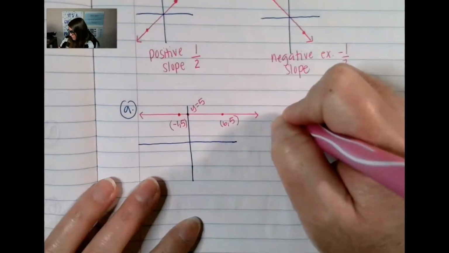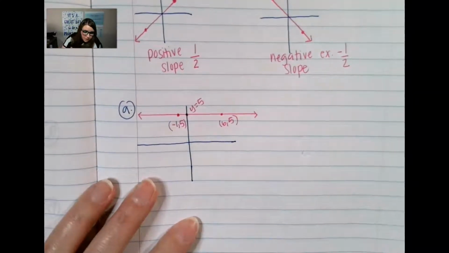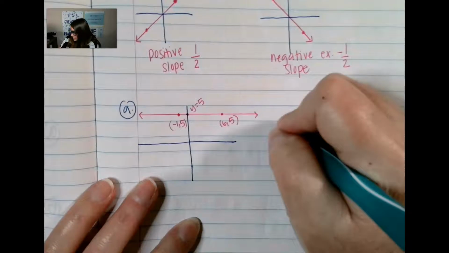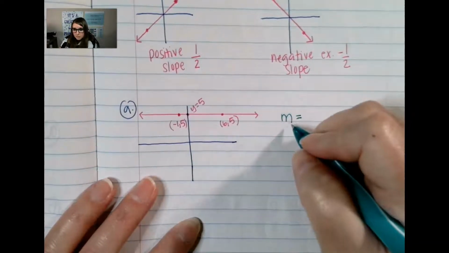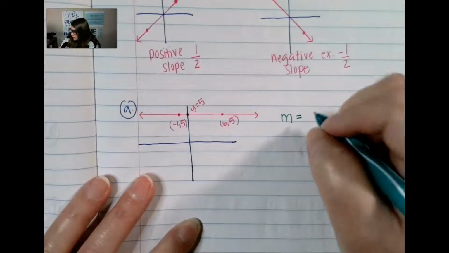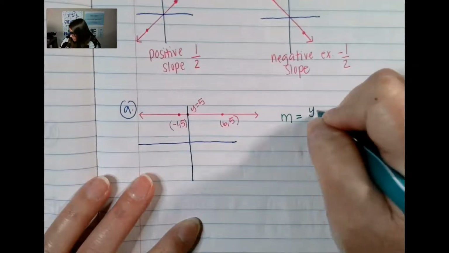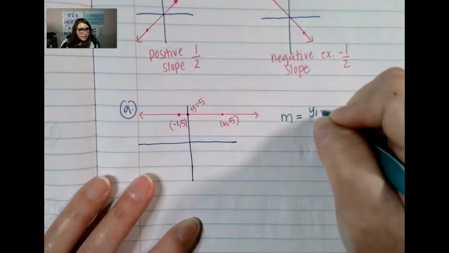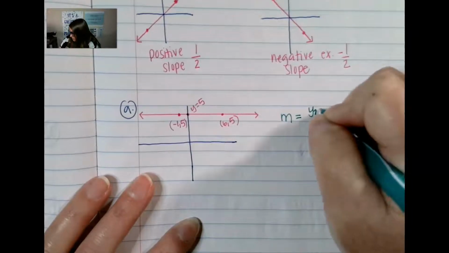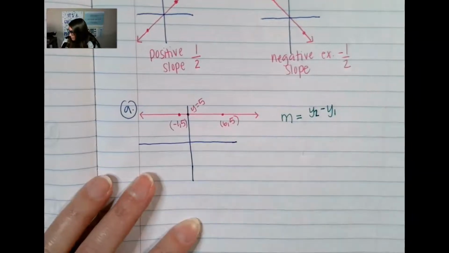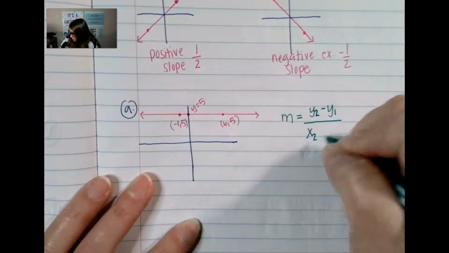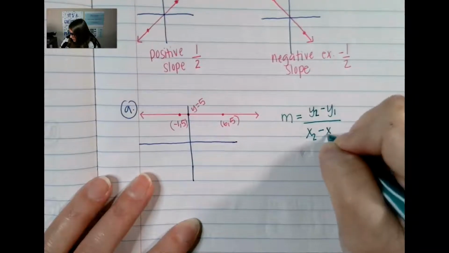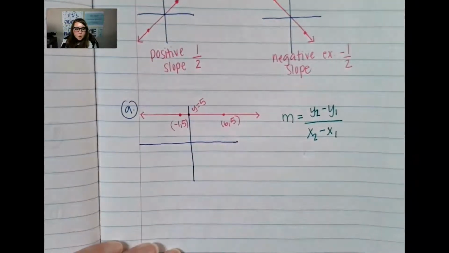And if you remember the formula from our last lesson, it said m, so the slope, m is the slope, it equals both of your y values, so y2 minus y value 1 over x2 minus x1.